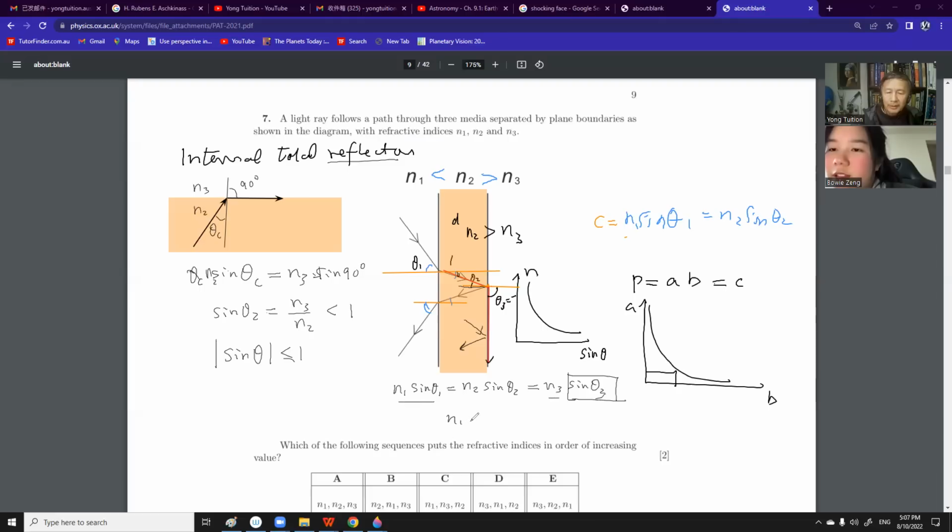So n1 larger than... which is larger? You compare these two, because sine theta is smaller than 1. If you multiply by something smaller, n1 must be larger than n3, because this factor is smaller. This sine theta is always smaller than 1. Does that make sense? For example, if you have A multiplied by 0.2 equal to B, A is always larger than B, right?